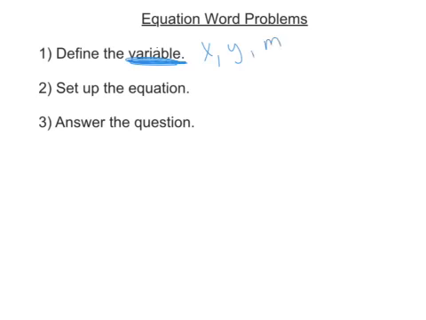Your second step is to set up your equation, and that's what we've been solving for the past several weeks in class. We've been setting up equations and solving them. And then the last step is you're going to answer the question to the word problem and make sure that your answer makes sense to what the question was.